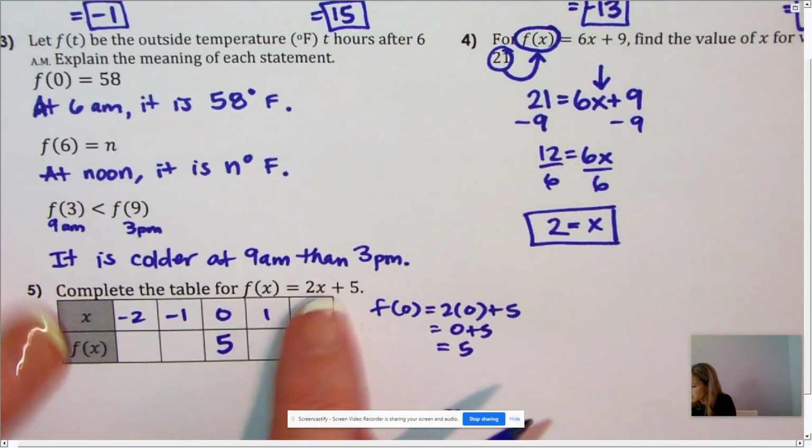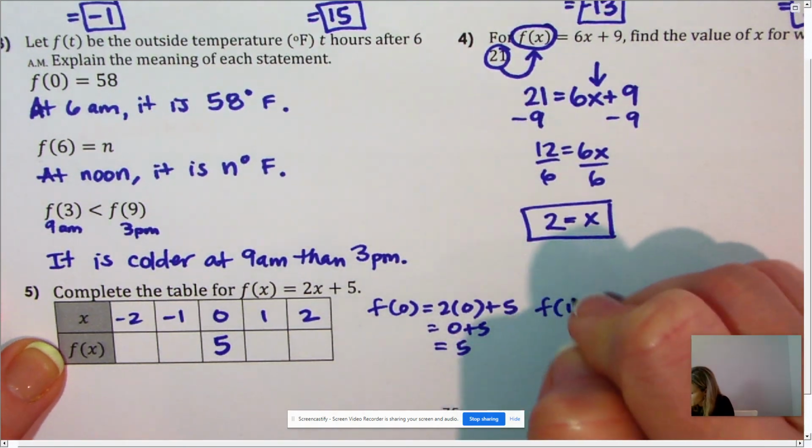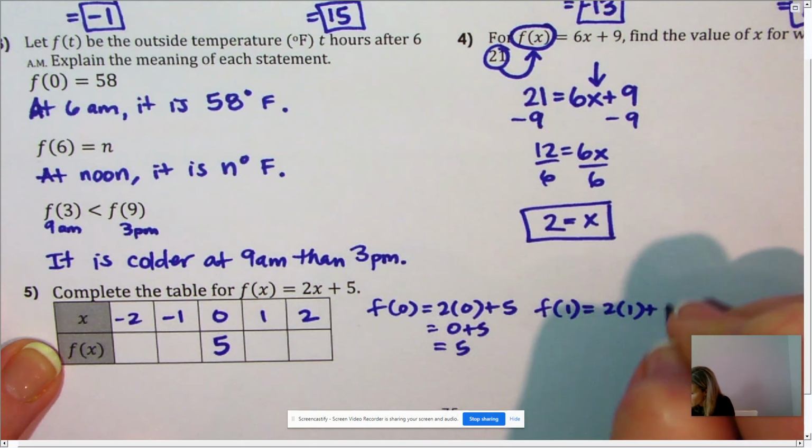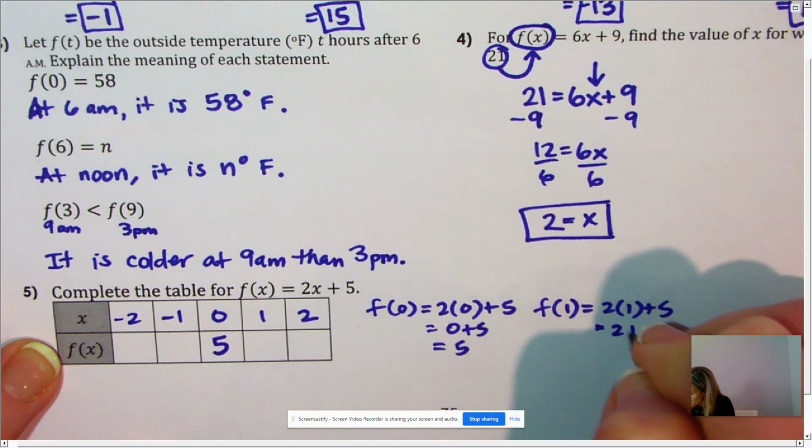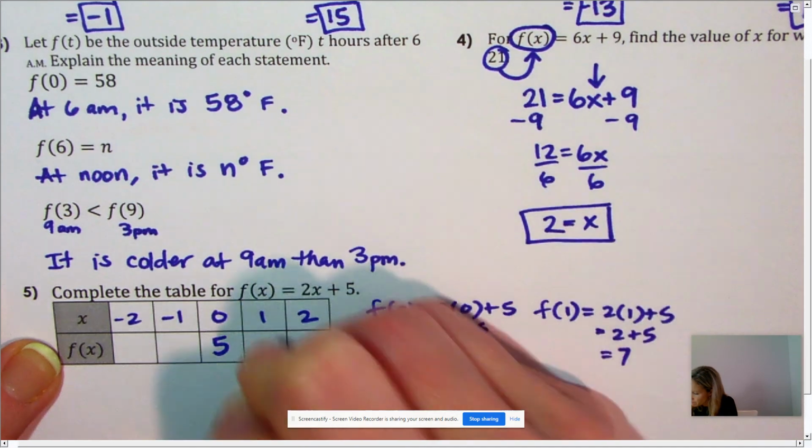Okay, so now I'm going to plug in f of 1 equals 2 times 1 plus 5. Well, 2 times 1 is just 2. 2 plus 5 is 7.